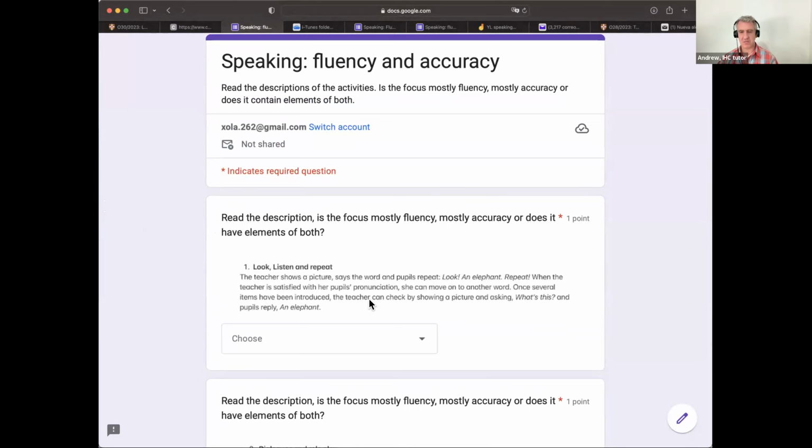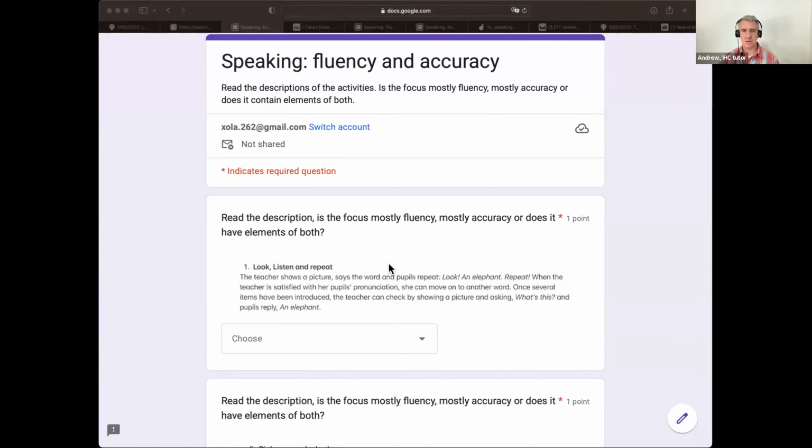I'm going to put some definitions into the chat for you. Fluency, that's all about being able to speak at a natural speed without stopping or self-correcting. In a fluency oral activity, learners are encouraged to focus on communicating meaning and ideas rather than trying to be correct. And that's what we do in terms of writing for fluency.